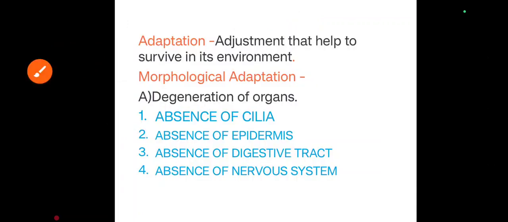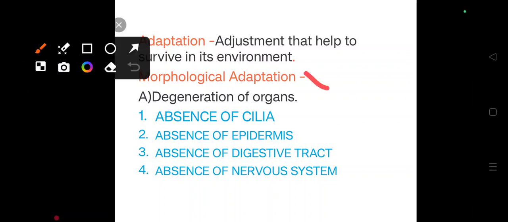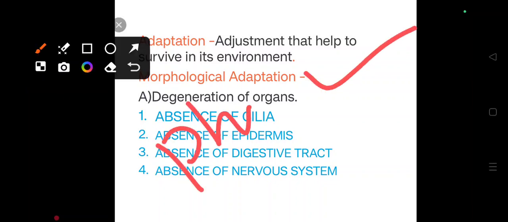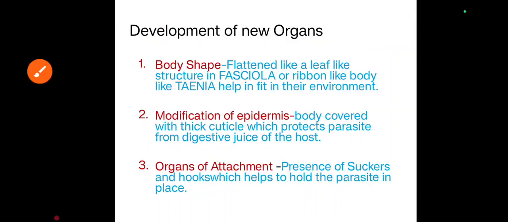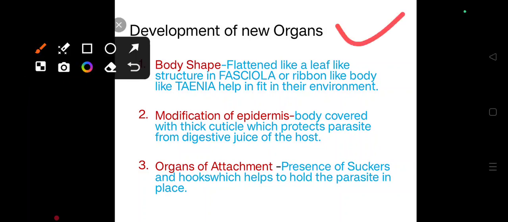Before going to discuss the entire chapter, we should know what adaptations are. Adaptations are mainly the adjustments made by individuals or organisms so that they can sustain or survive in their respective environment. Under adaptations, we will talk about morphological adaptations and physiological adaptations. Under morphological adaptations, we will talk about degeneration of organs and development of new organs.